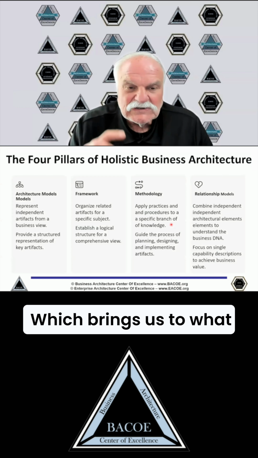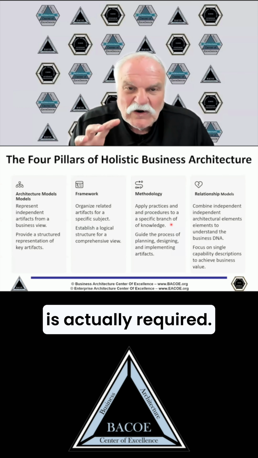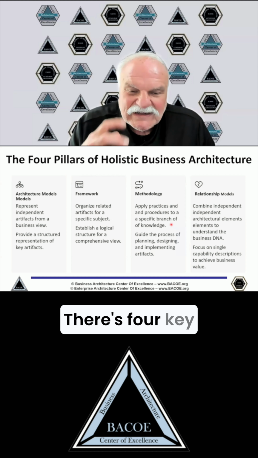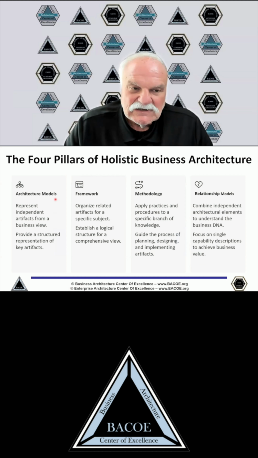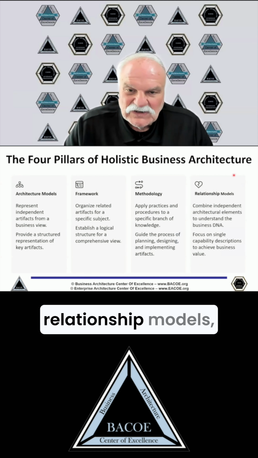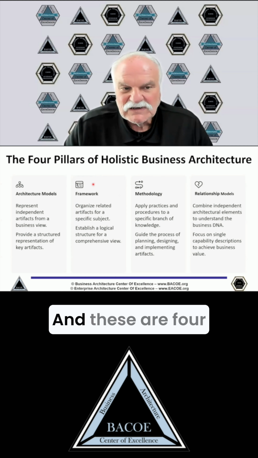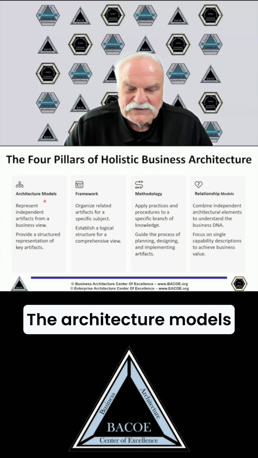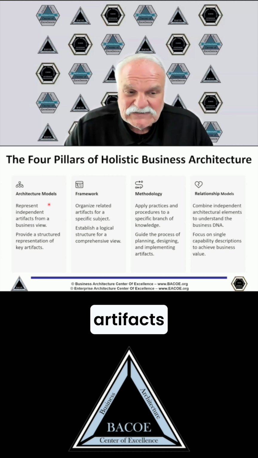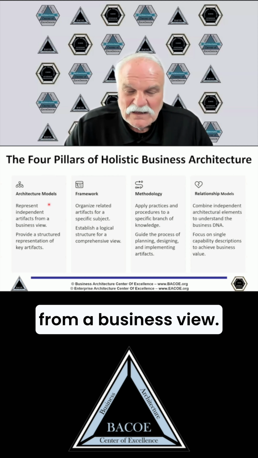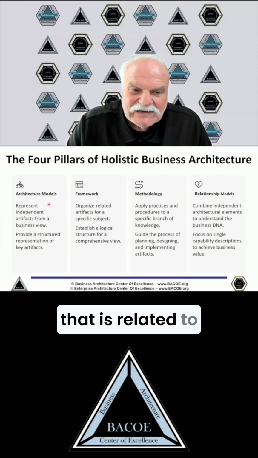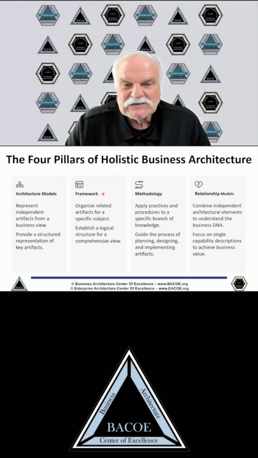Which brings us to what is actually required, and we call it holistic business architecture. There are four key elements here: architecture models, relationship models, a frame of reference, and a methodology. And these are four different things. The architecture models are the independent artifacts from a business view. They provide essentially the structured representation that is related to a frame of reference.